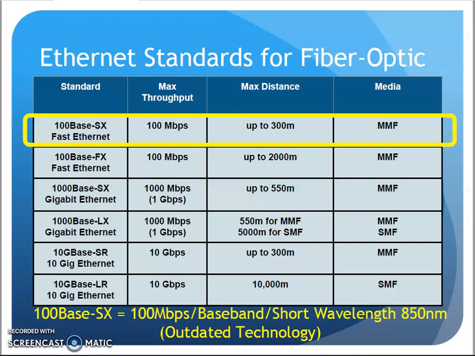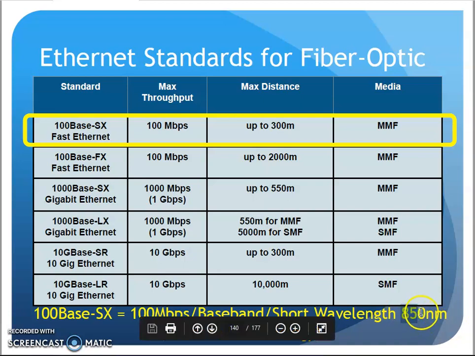With 100 base SX, we have 100 megabit baseband, S for short wavelength. The short wavelength is 850 nanometers. Short wavelength is going to go a short distance. So as you see here, we're going 100 meg up to about 300 meters using multi-mode fiber.